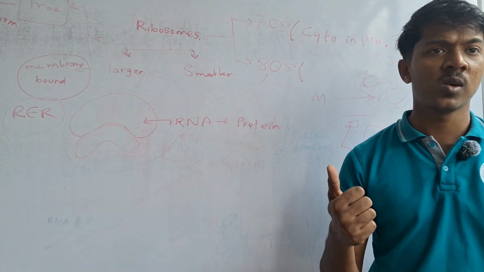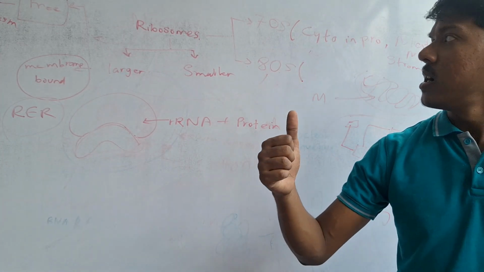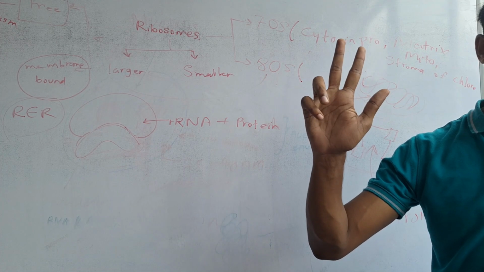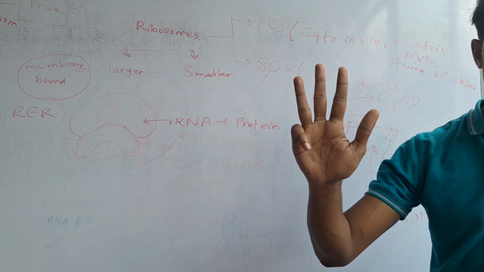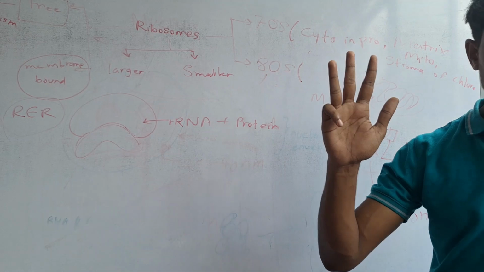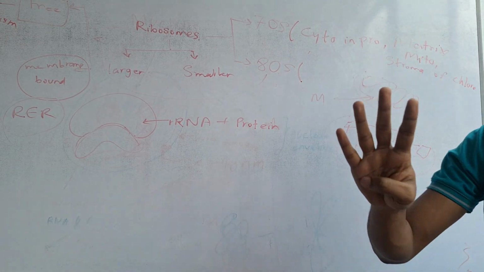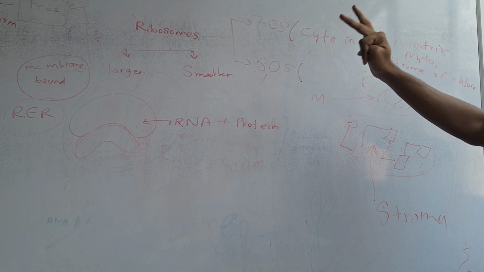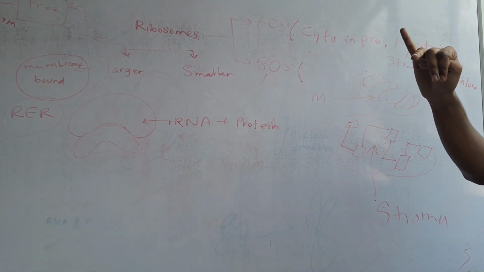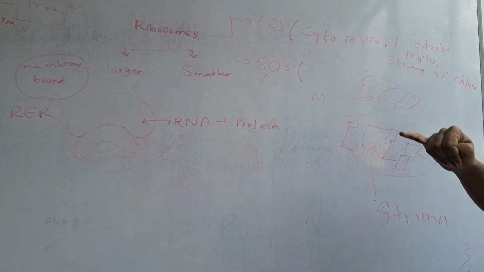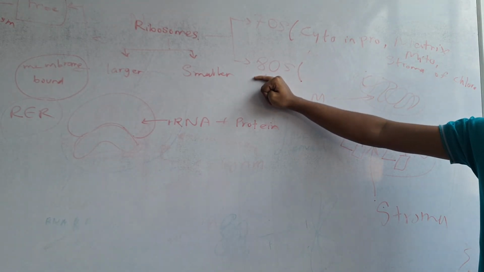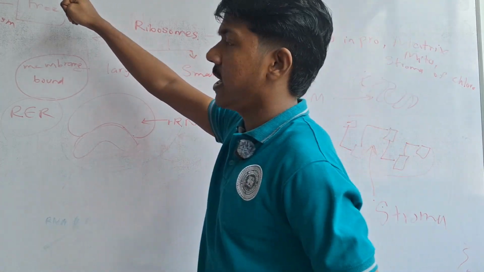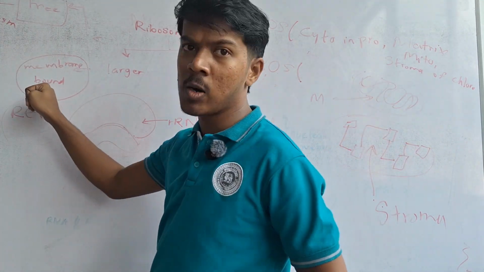Ribosome. The main function of the ribosome is protein synthesis. A ribosome is composed of two subunits, a larger subunit and a smaller subunit. There are two types, 70S and 80S. 70S ribosomes are present in the cytoplasm in prokaryotes, the matrix in mitochondria, and the stroma in chloroplasts. 80S ribosomes are divided into two, free ribosomes and membrane bound ribosomes, according to location.